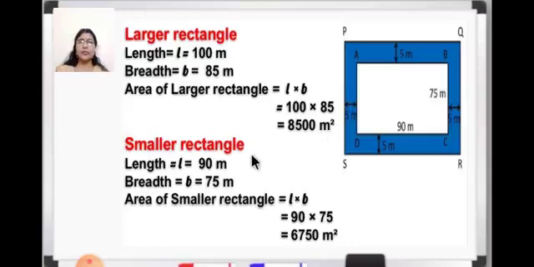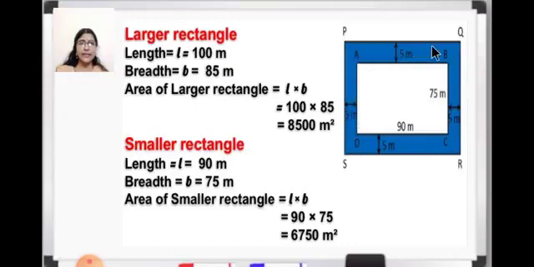Now in the same way we are going to find out the area of the smaller rectangle. Again, as given in the question, length is 90 meter and breadth is 75 meter. Then we'll find out the area, L into B, 90 into 75. When you multiply these two numbers, you will get 6,750 meter square. So this is actually the area of the garden.